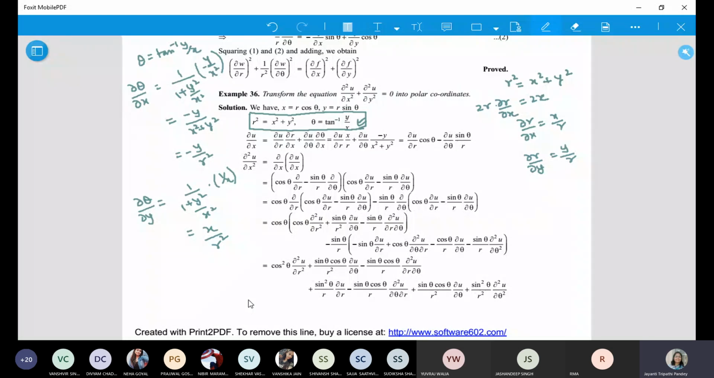Now we can further simplify it. It is x by r, and we know x is r cos theta, so I can write it only as cos theta. And I can write this as sin theta. Now remember all this. Here y is r sin theta, so you can write it as minus sin theta by r, and you can write it as cos theta by r. Accepted or not?